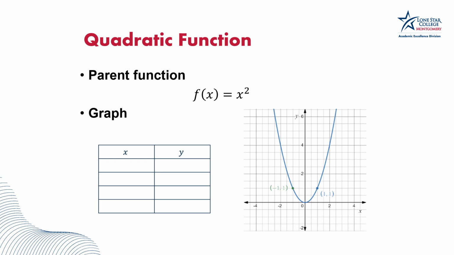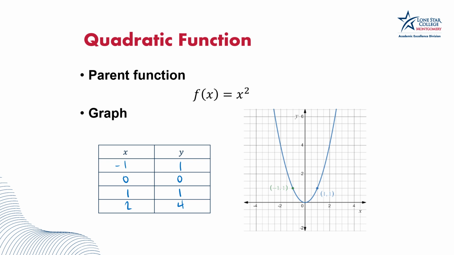For the parent function of the quadratic function, f of x equals x squared, it has what's called a parabola shape. It has kind of like a U shape here. If you want to graph it by hand, you first start plugging in values of x. Let's say we let x be negative 1, 0, 1, and 2. Then we take those values of x and plug them into our function. Negative 1 squared is 1, 0 squared is 0, 1 squared is 1, and 2 squared is 4.